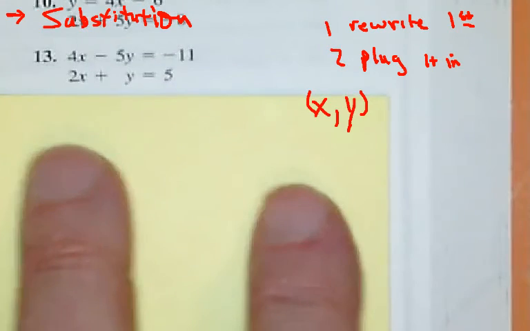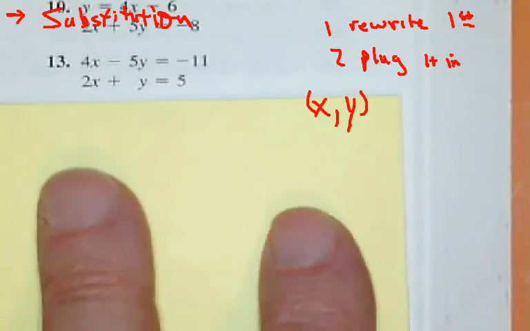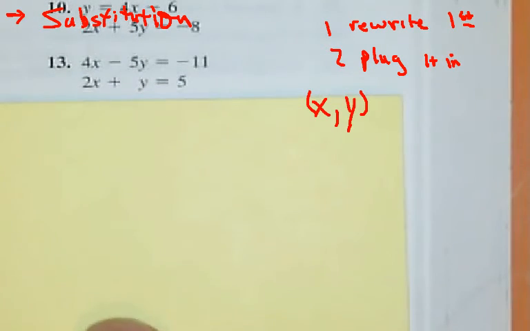Let's see if we can solve 13. We're solving by substitution just like before. And once again, we want to get y by itself down here on the bottom. One of them, you have to get y by itself. So I can do that. I can subtract 2x from this side, and subtract 2x from that side. And this goes away. Y equals 5 minus 2x.